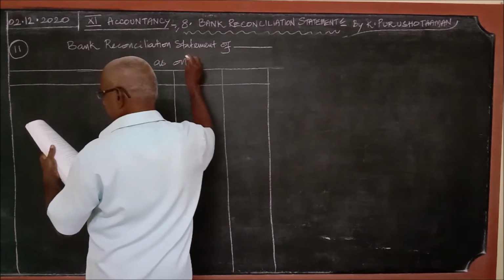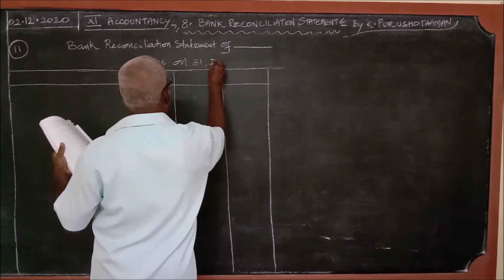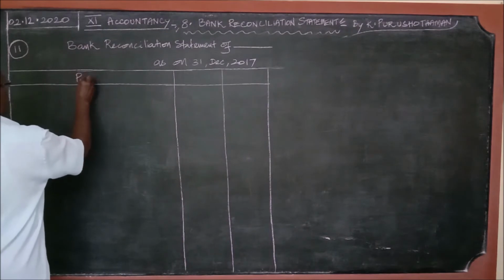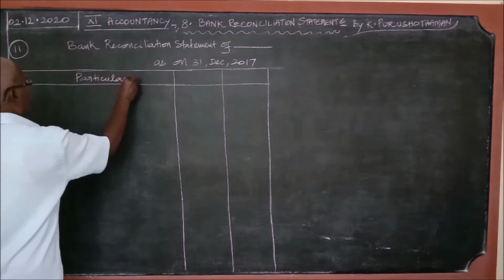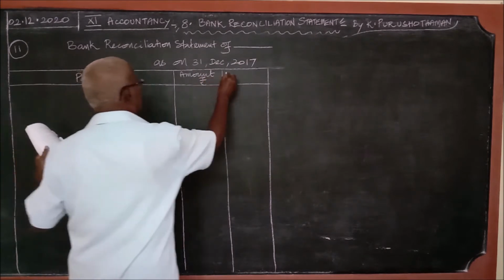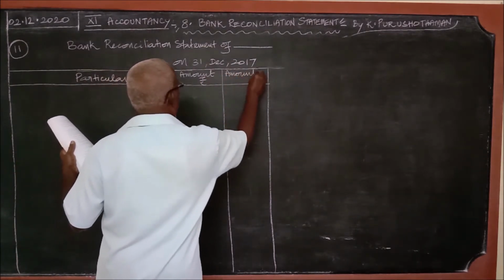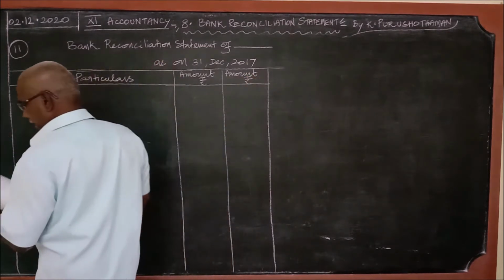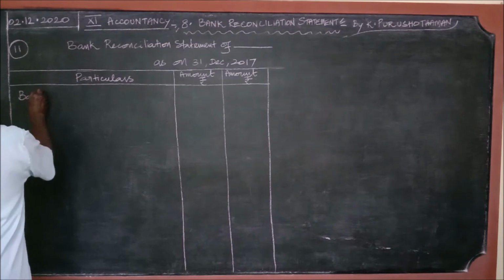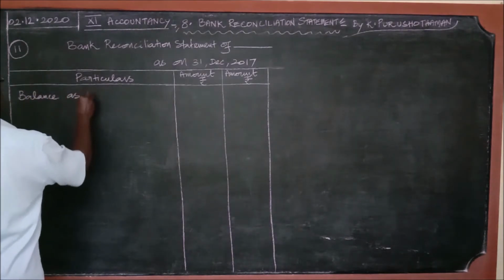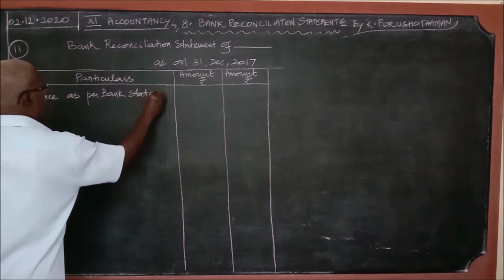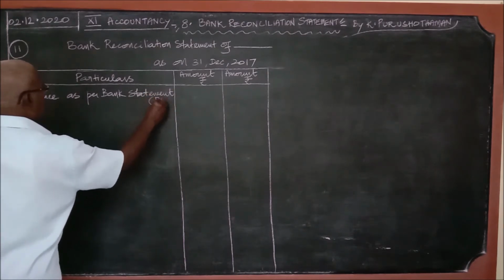As on the date 31st December 2017. Particulars, amount rupees. Here credit balance as per bank statement, balance as per bank statement, that is as per passbook.